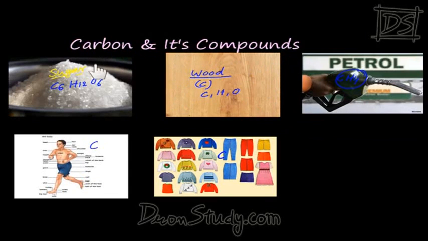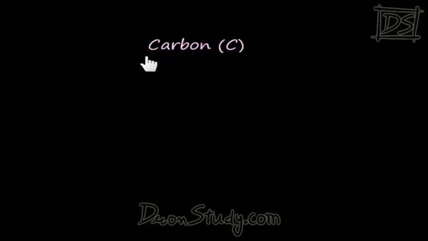So first of all, let's find out what carbon is and what its properties are. Carbon, C. What is the symbol of carbon? C. You know this very well. First of all, let's talk about its atomic number. Tell me, what is the atomic number of carbon? Very good. 6.